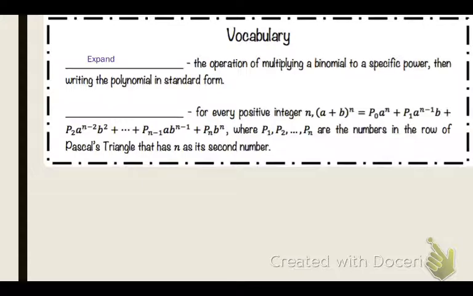And then for every positive integer n, a plus b to the nth power is blah, blah, blah, blah, blah. That is the binomial theorem. We will go more in depth with that. This is the formal definition. You don't necessarily need to know that. It's just good to see.